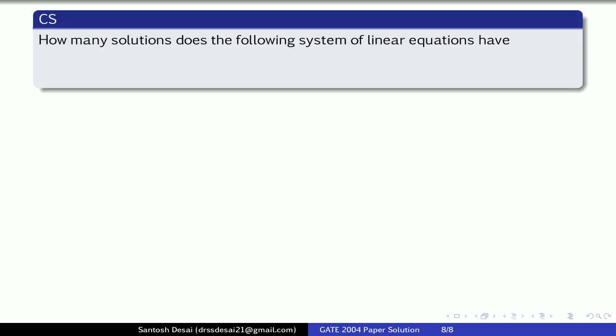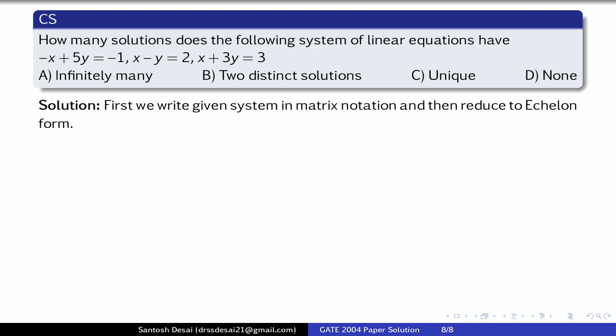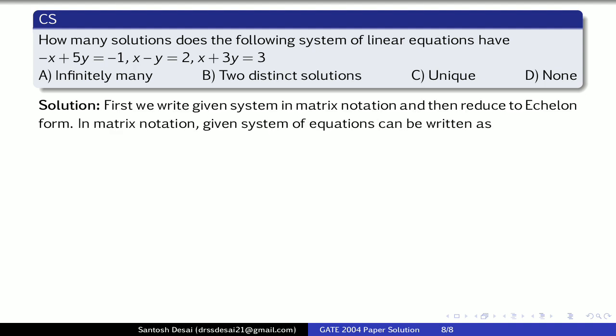Now consider one more. How many solutions does the following system of linear equations have? So the system of equations is given, and the options are infinitely many, two distinct solutions, unique solution, and none. Now again, to solve this, you have to write the given system in matrix notation, and then we reduce the coefficient matrix to the echelon form. So first we write in the matrix notation. The matrix notation of the given system is minus 1, 5, 1, minus 1, and 1, 3. Then we write the matrix of unknowns, that is x and y, and this is equal to the matrix of constants, that is minus 1, 2, and 3. Now we reduce.